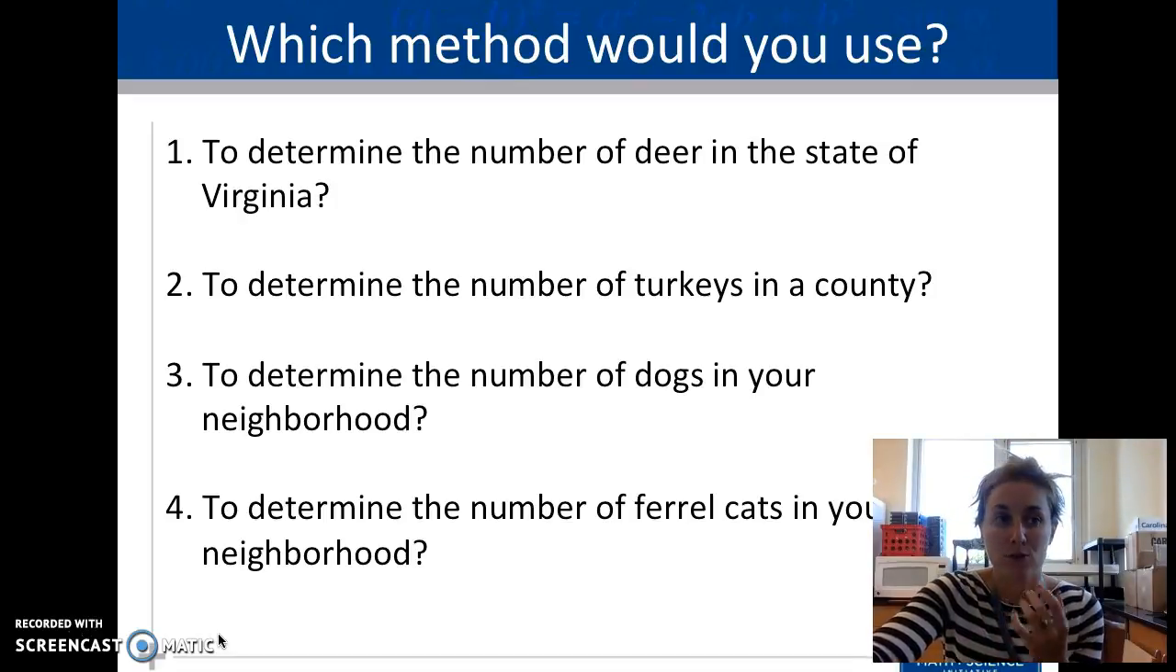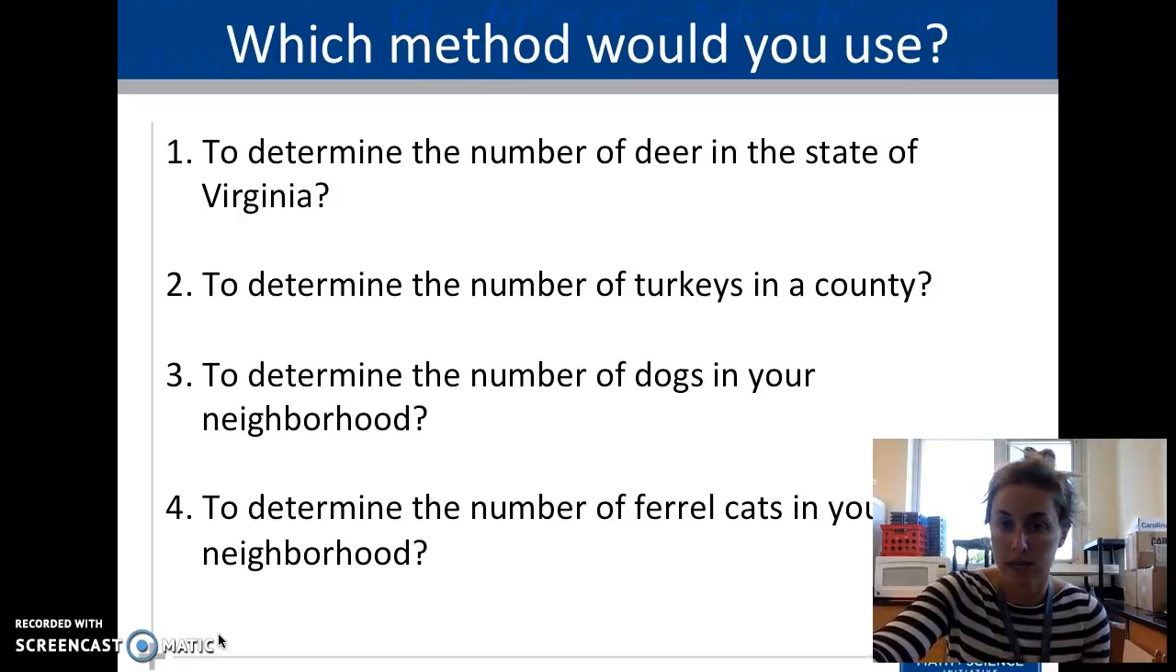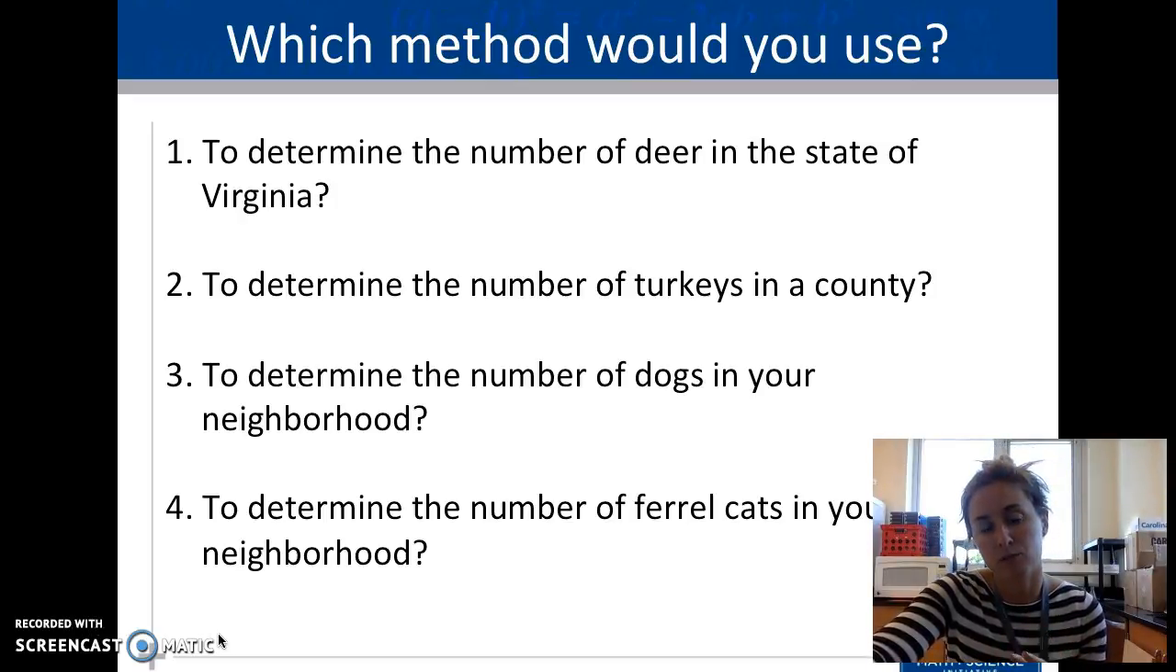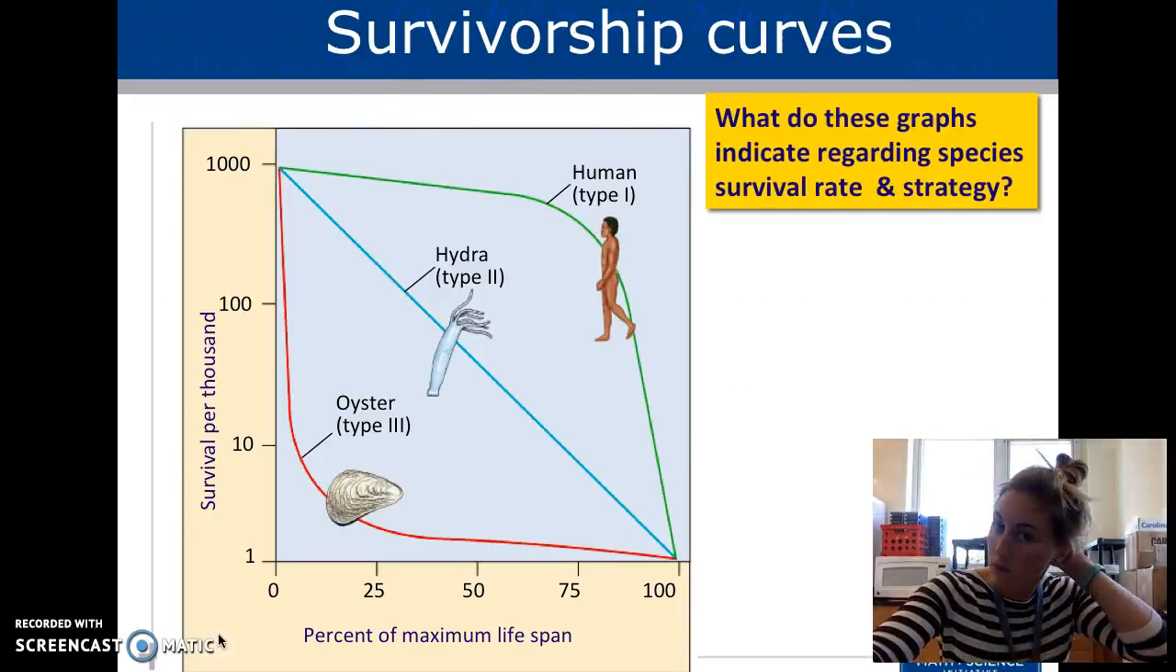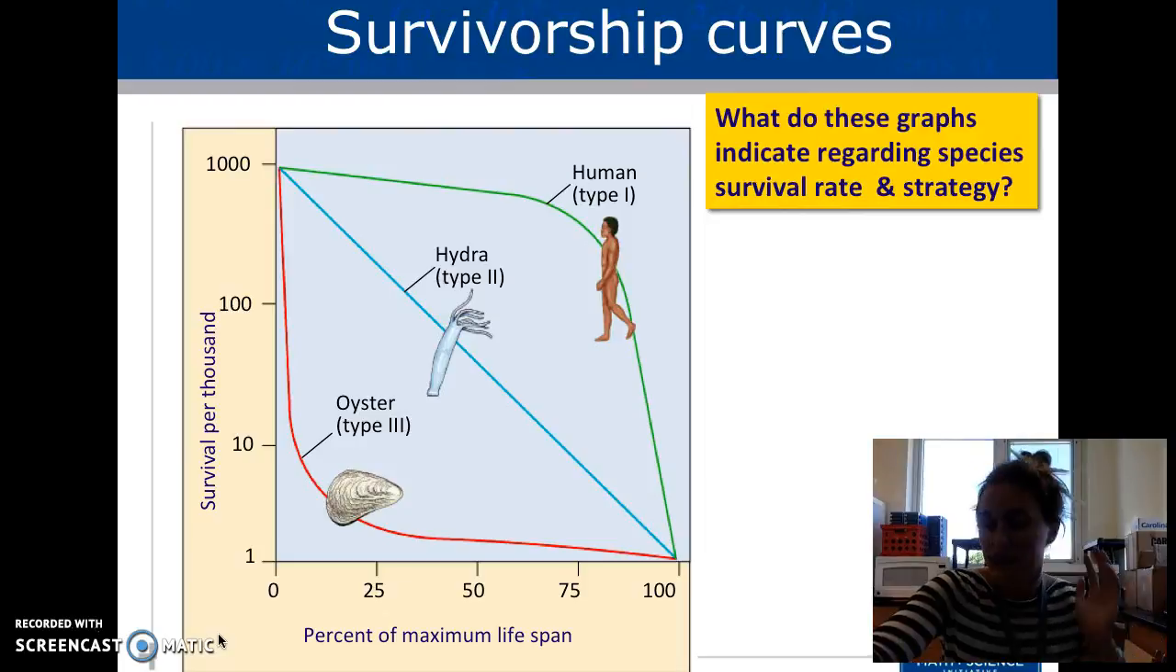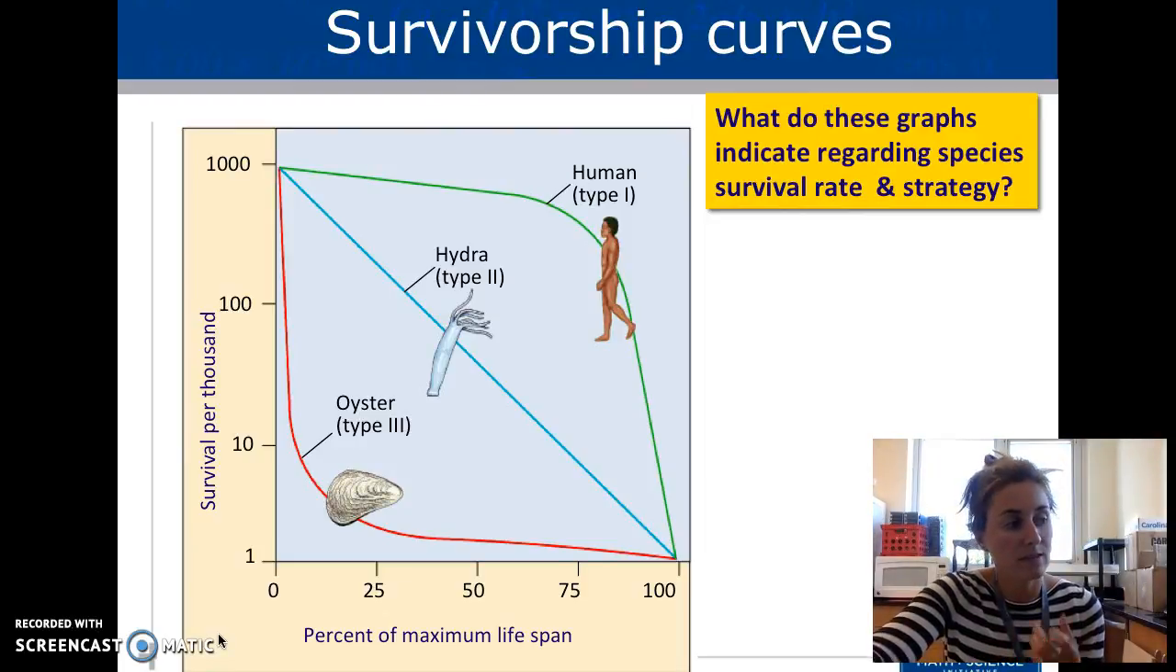Think about these questions, because marking and recapture is not always the most beneficial way to determine the size. If it's a smaller population, counting them is totally feasible. So take a minute to pause, run through these, make sure you can identify when you would use mark and recapture. When we think about the size of population, we have to think about the fact that A, this fluctuates very often, and B, a lot of factors influence how big or small that population is going to get.